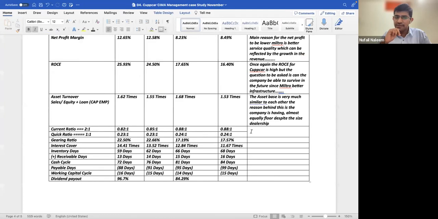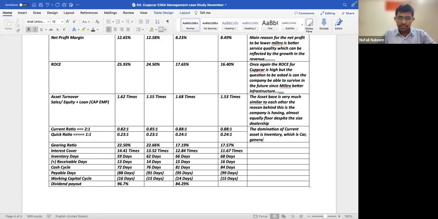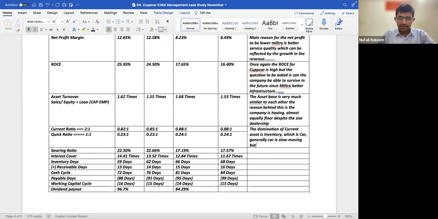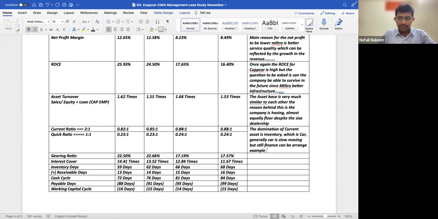So now students, I'll just write down the domination of current assets. The domination of current asset is what? Inventory, which is car. Generally, car is slow moving, but still, finance can be arranged. Example, like a mortgage.